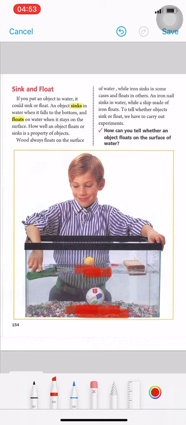So, don't forget that we have sink and float. Sink is what? When an object falls to the bottom of the water, such as this heavy ball. But float is what? When something stays at the surface of the water, such as this light ball.